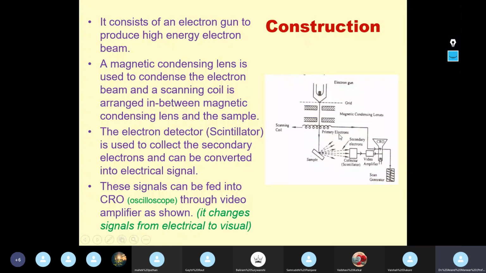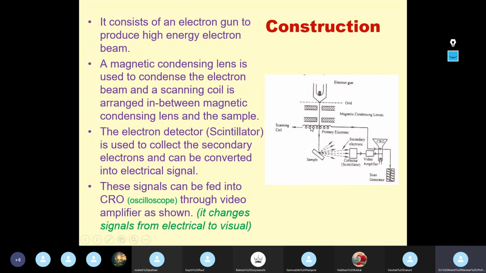Now here you can see an additional part which we have not seen in transmission electron microscopy. It is called a scanning coil. This electron beam generated from the electron gun includes primary electrons. These primary electrons have to pass through a scanning coil, and after passing through it, the primary electrons will scan a particular area.